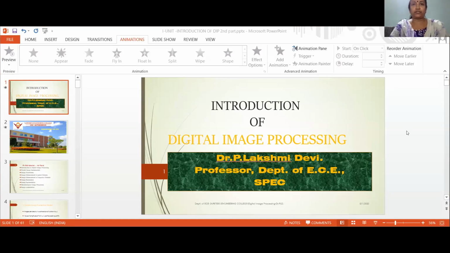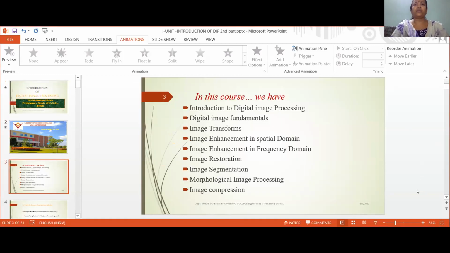Just a basic information regarding the introduction of digital image processing here, you can see in today's class. You might have completed the third, fourth and fifth units also, but still, as a revision, now I'm concentrating on these particular topics only.